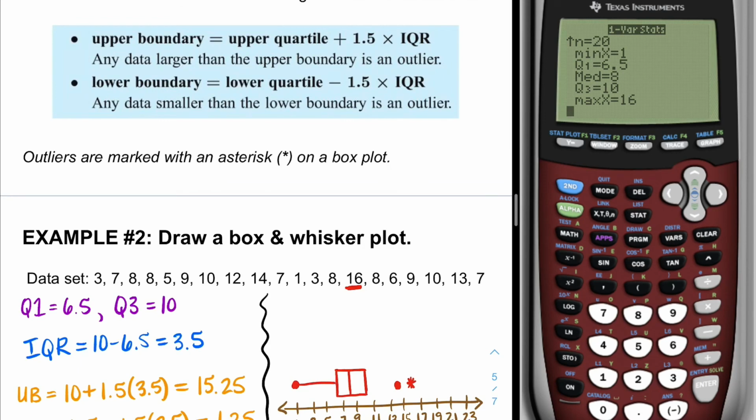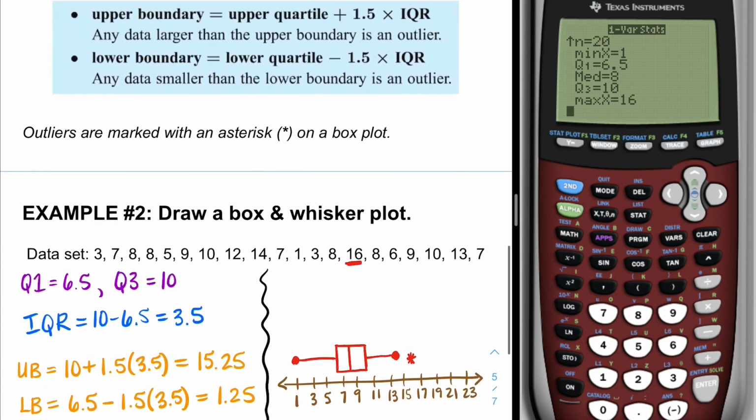You draw your whiskers here. When you have an outlier, you do not draw a whisker to the outlier. You just draw a whisker to the next number other than the outlier. Okay, so this is the way my box and whisker plot is going to look. If you have any questions, please write them down so that I can assist you later.